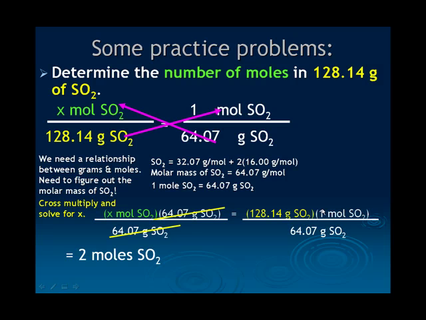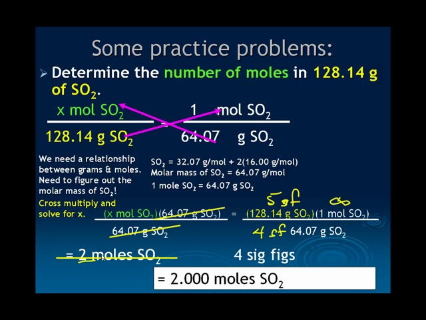Now, we still need to consider significant figures. If I look at this problem, that's 5 sig figs. 64.07 is 4 sig figs, and then yet again, this one is still infinite sig figs. So my lowest number of significant figures is 4 sig figs. So I need to fix this number and make it look like 4 sig figs. So what I can do is add a decimal and 3 zeros, and that will give me 4 significant figures.